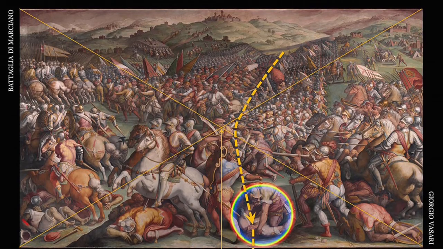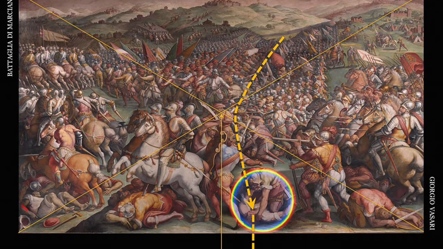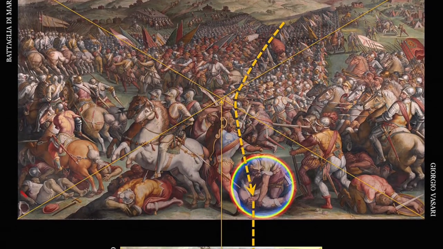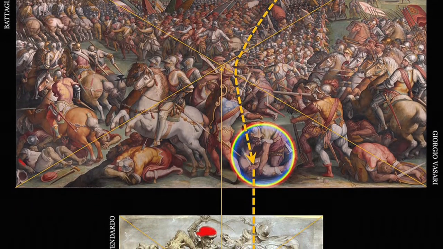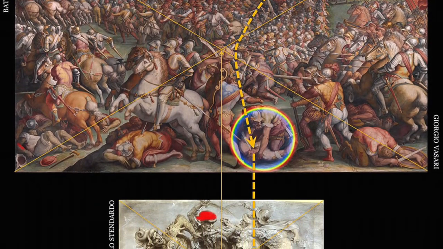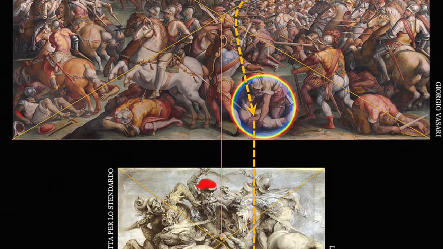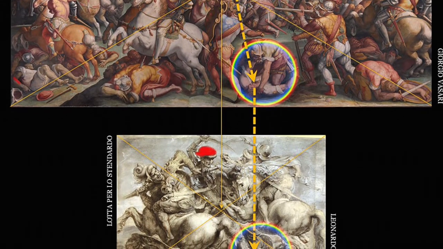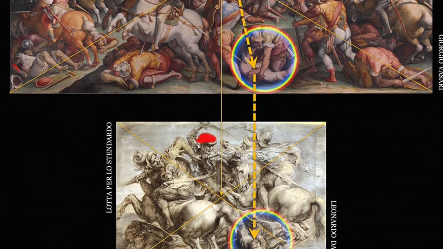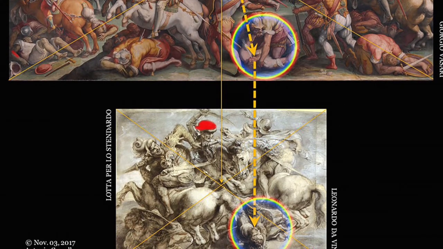The logos heuristic, for example, leads to positing that the lost mural, Battaglia di Anghiari by Leonardo da Vinci, lies hidden under the painting Battaglia di Marciano by Giorgio Vasari in the hall of the 500 at Florence's Palazzo Vecchio. The open mouth of the soldier being killed on the ground of Battaglia di Marciano and the open mouth of the soldier being killed on the ground of Battaglia di Anghiari lie on the same straight line.